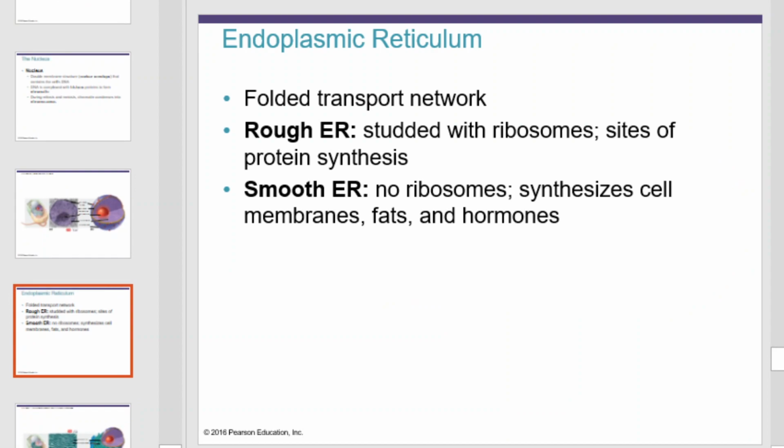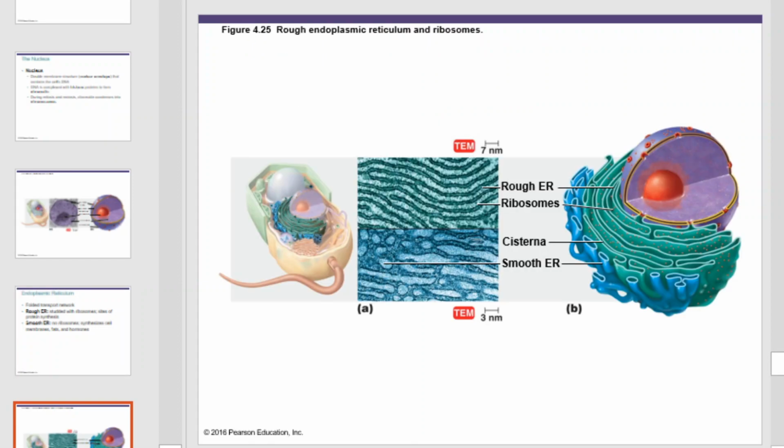Eukaryotes also have endoplasmic reticulum in two forms, rough and smooth. The endoplasmic reticulum is contiguous with the double membrane of the nucleus. The rough ER is studded with ribosomes and is a site of protein synthesis, while the smooth ER lacks ribosomes and synthesizes cell membranes, fats, and hormones. This is an illustration of the endoplasmic reticulum.